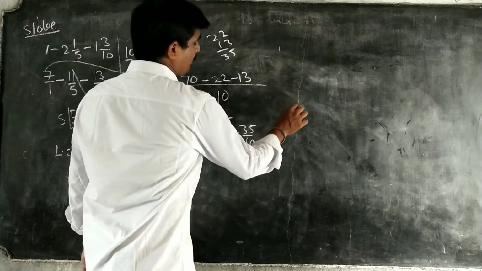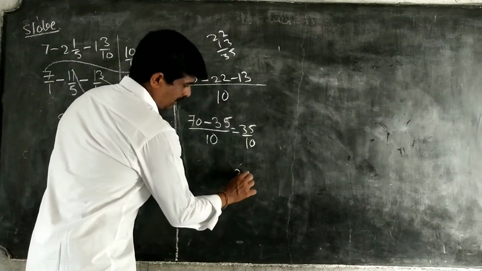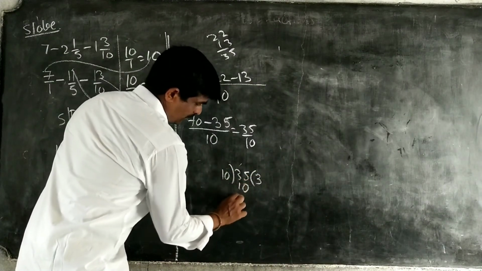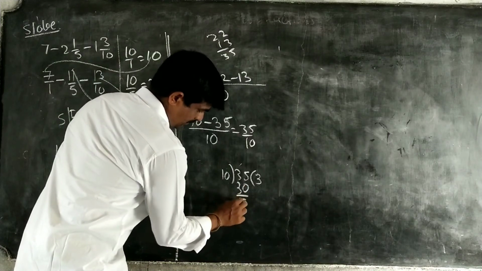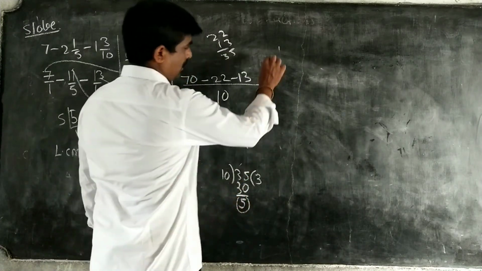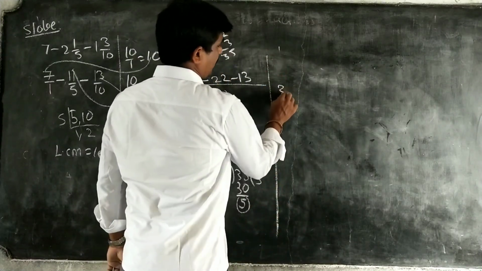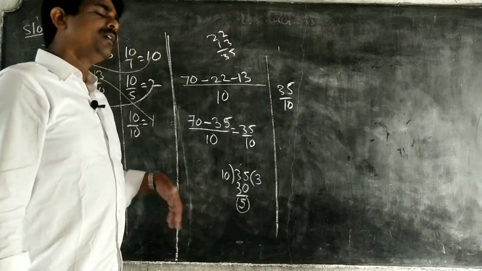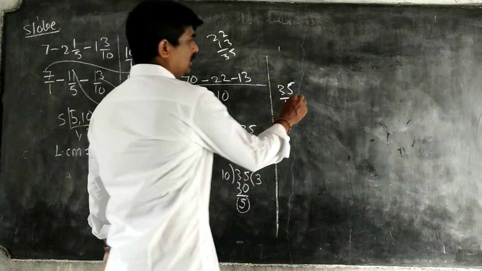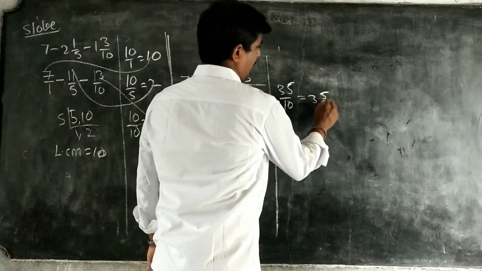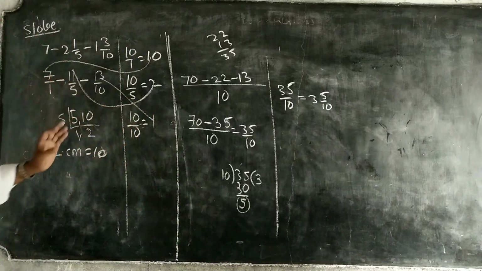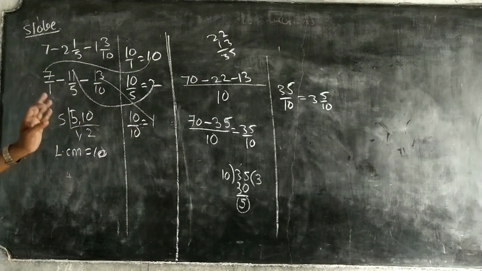How to change into improper? How am I changing? 35, 10. 10 3s are 30, plus 5 is 35, that is equal to 35 by 10. If the answer is given as proper or improper, no problem. If they ask for mixed, then you have to write 3 mixed 5 by 10. Okay. This is for addition and subtraction of fractions.